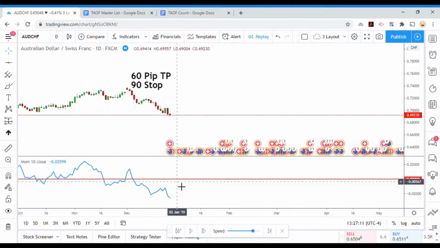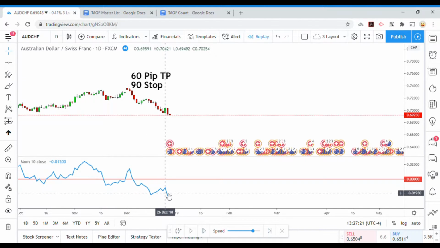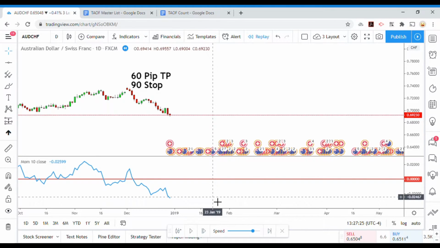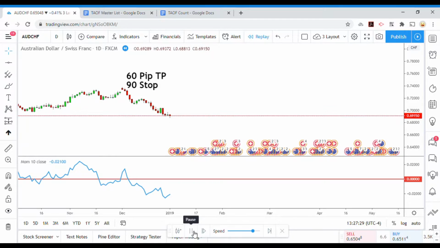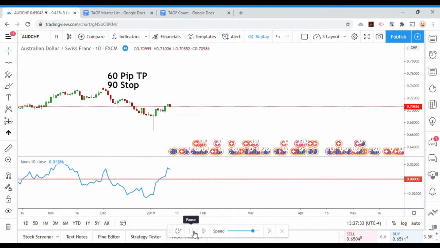So obviously, for the 0-line cross, we have a 0 line. That is indicated by the red line here. When the light blue line here, the momentum indicator, crosses up above, that is a buy signal. When it crosses down below, that is a sell signal. And that is quite simply how we will be testing the indicator today.